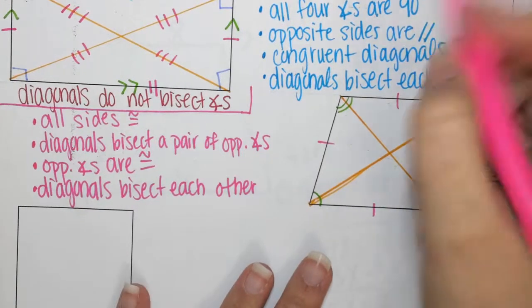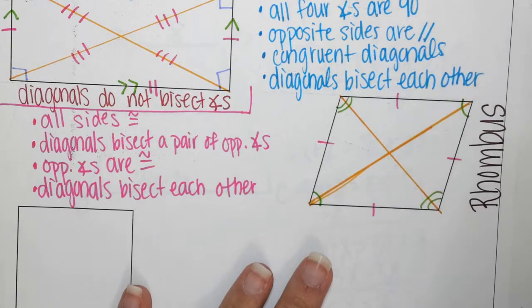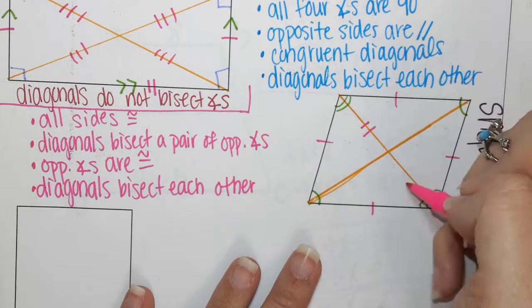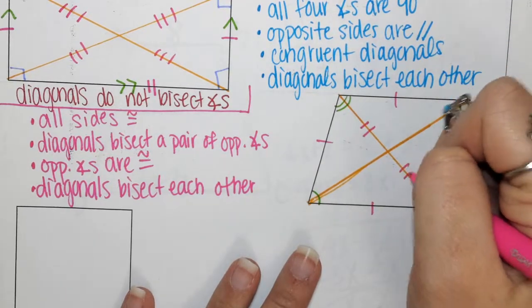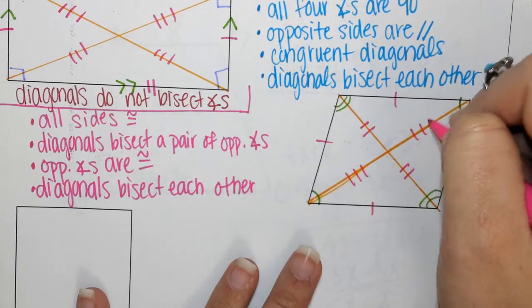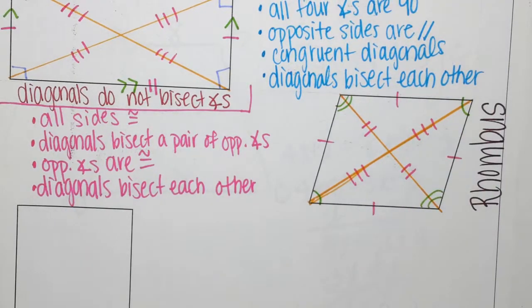Now, how many tickies should I put on this top left diagonal? 2, because it's not congruent to my side, right? And then on my bottom right? 2. My bottom left? 3. And top right? There's no right angles. There are no right angles.